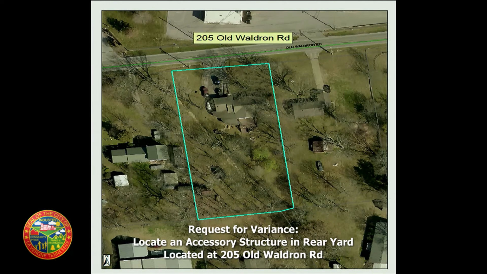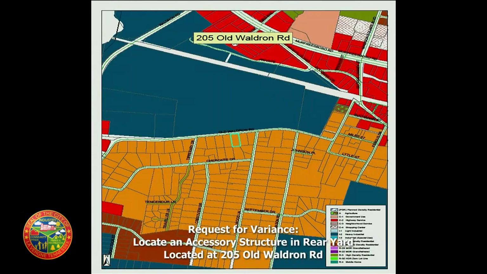So this is 205, and you can see in the rear yard, in your packets also is a diagram that shows the building that's under construction. As you can see on the screen, there is a stream that runs through the yard, and you can see that pretty clearly there in the image. So that's caused the property owner some issues with the placement of the accessory structure.